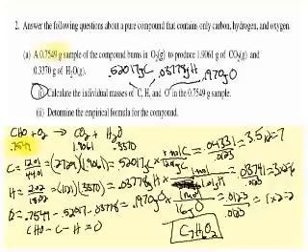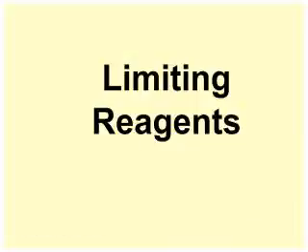Next thing we're going to learn: limiting reagent. Okay. So limiting reagent. Usually when we have A plus B yields C, I use my dumb tricycle analogy.